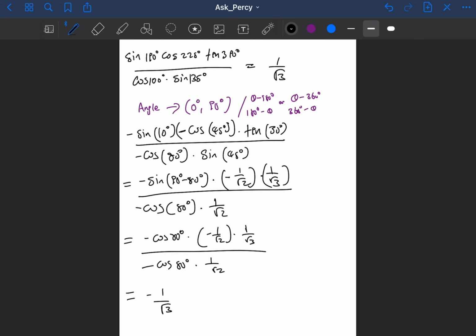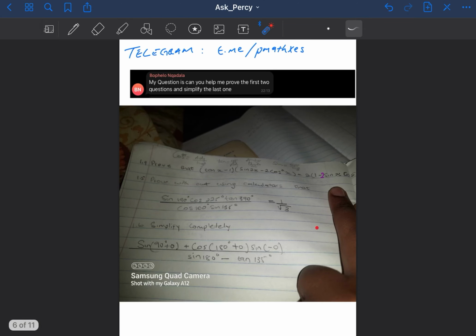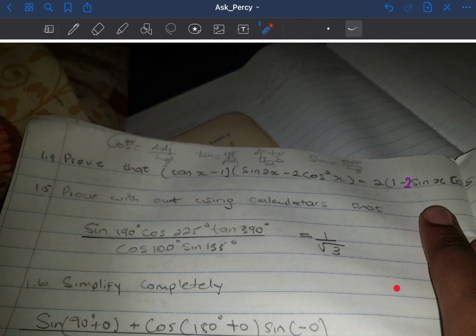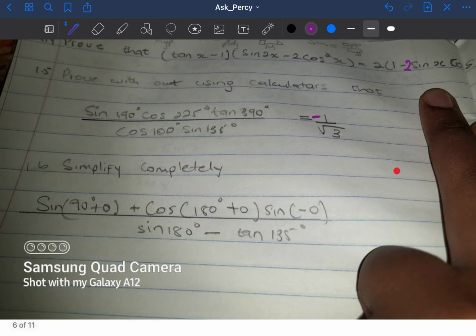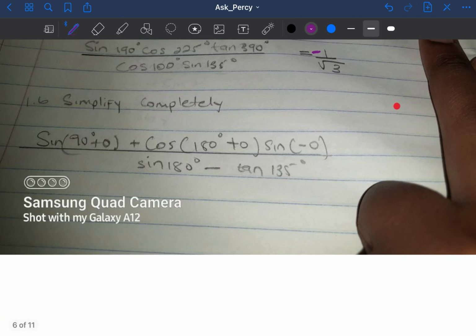And yeah, it's not the same as this. Again, please check, this should be negative. That should be negative. Please check that again. This should be negative. Okay, all right.